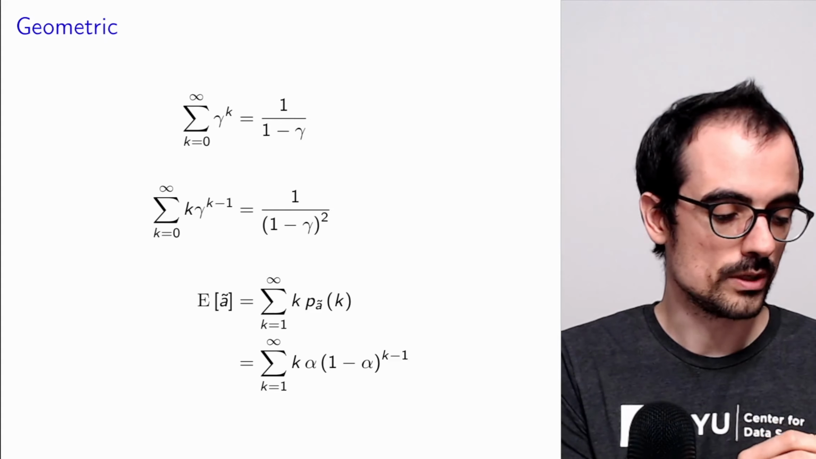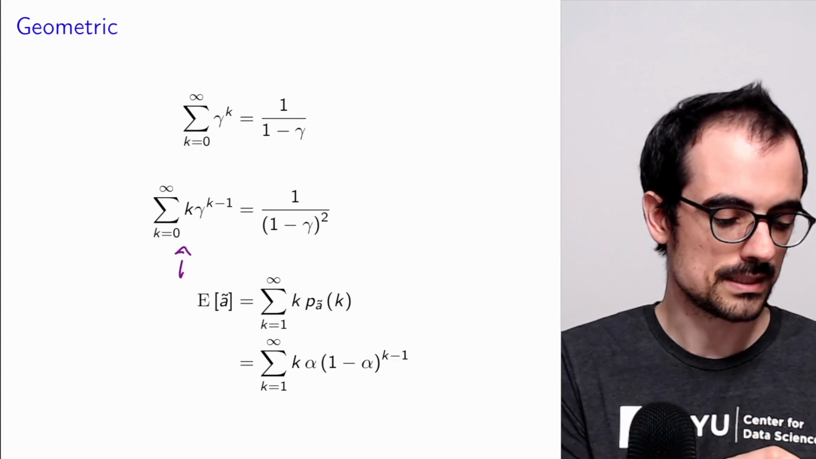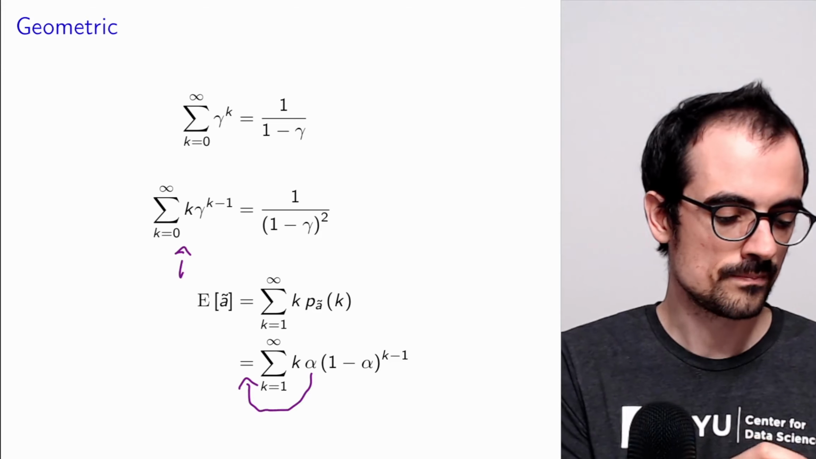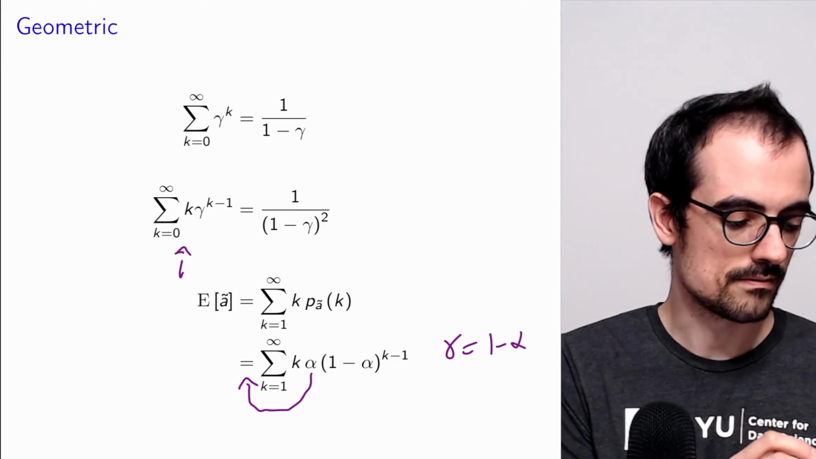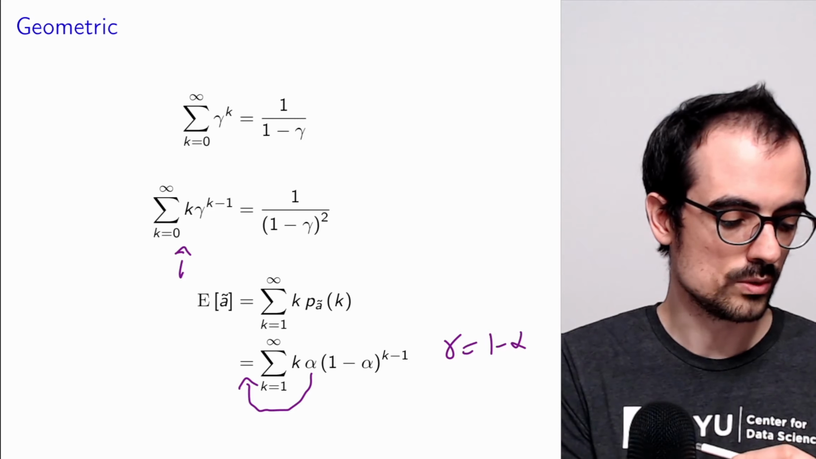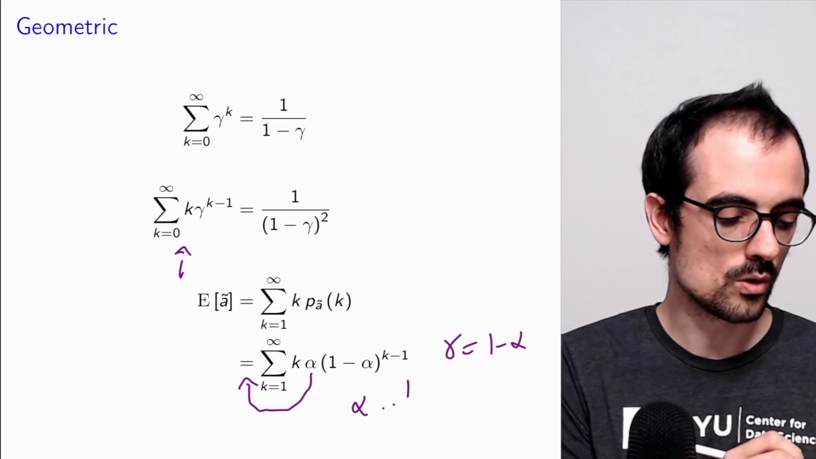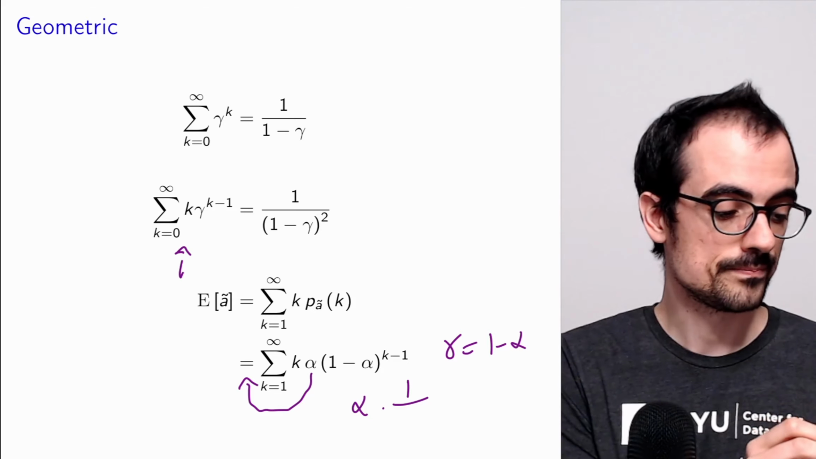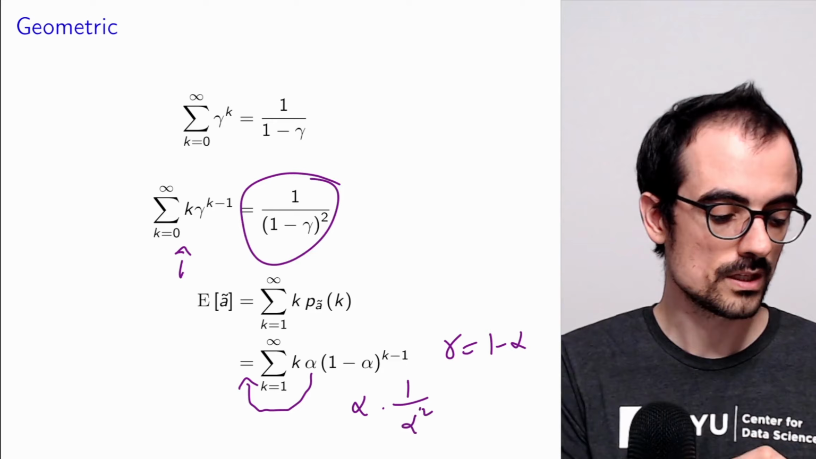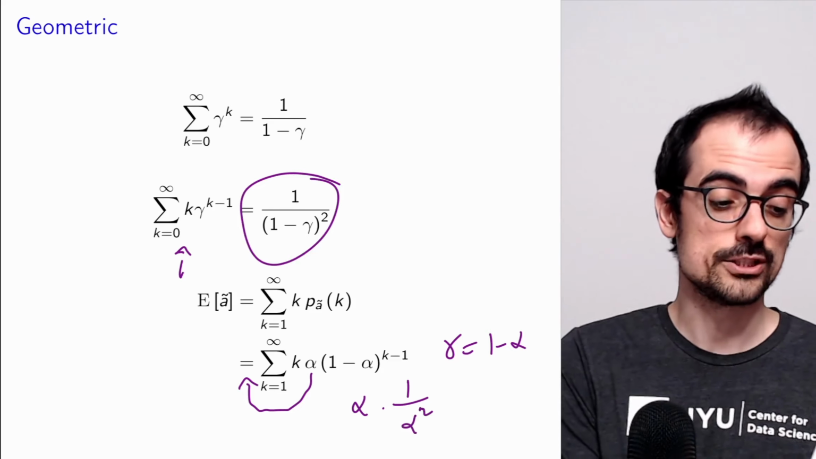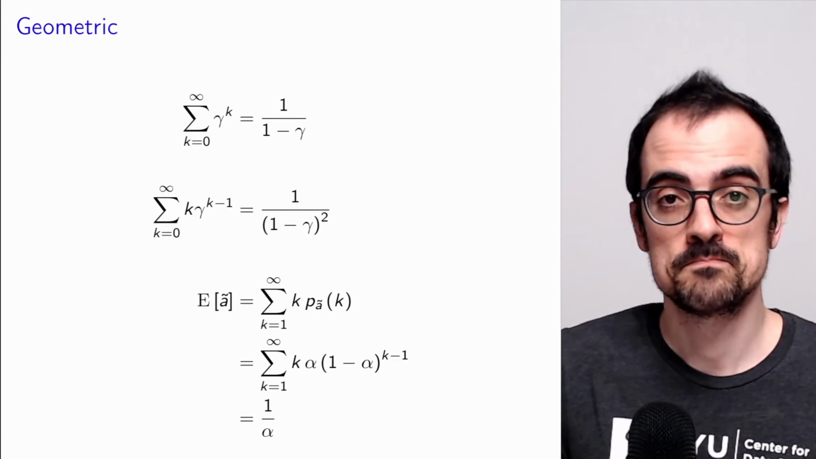So in our case, we almost have something like this, except that alpha is going to come out. And now we're going to set gamma equal to 1 minus alpha. So this sum is going to be equal to the alpha that comes out times 1 over (1 minus gamma) squared, which is 1 over alpha squared. So at the end of the day, the mean of the geometric is going to be 1 over alpha.